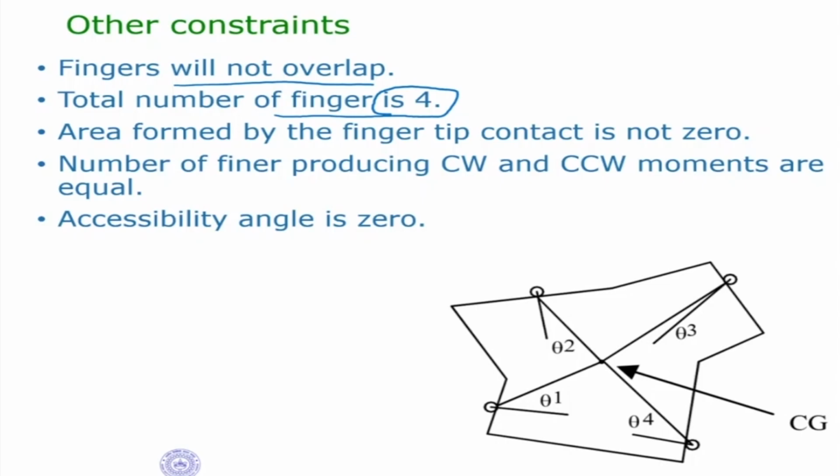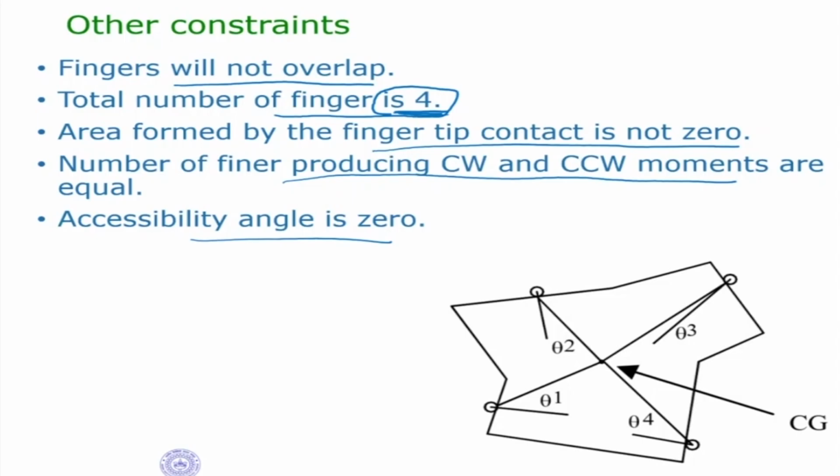We'll just come to the other problem where we have multiple mobile robots. In that case, we also have to optimize the number of robots. In this particular case, we are simply saying that we have 4 fingers, so the number is fixed. The area formed by the fingertip contact is non-zero, the number of fingers producing clockwise and anti-clockwise moments are equal, and accessibility angle is 0.